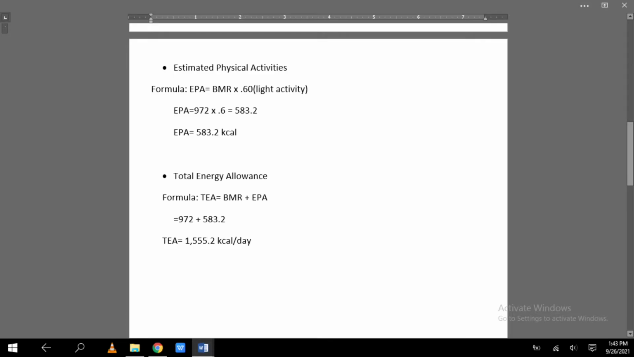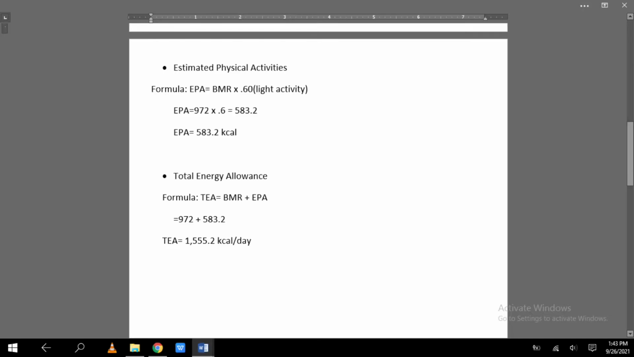So let's move on to estimated physical activities. The formula is BMR times 0.60, which is my activity, light. So the total is 972 times 0.6 is equal to 583.2. So my total estimated physical activities is 582.2 kcal.